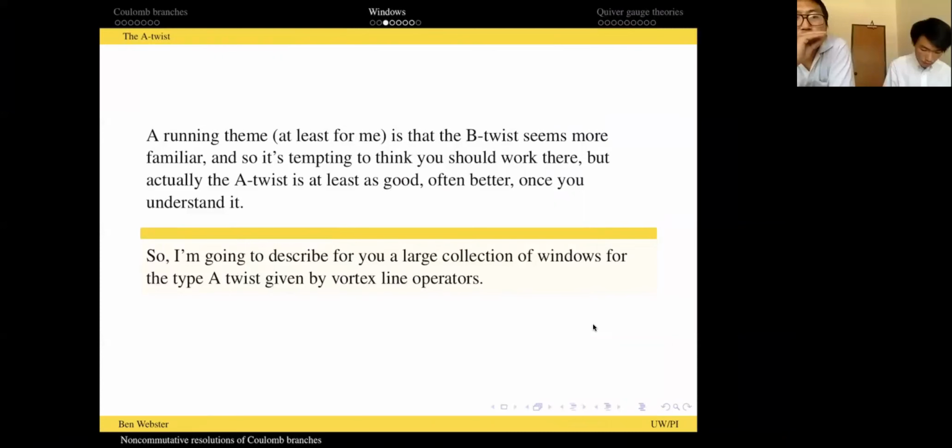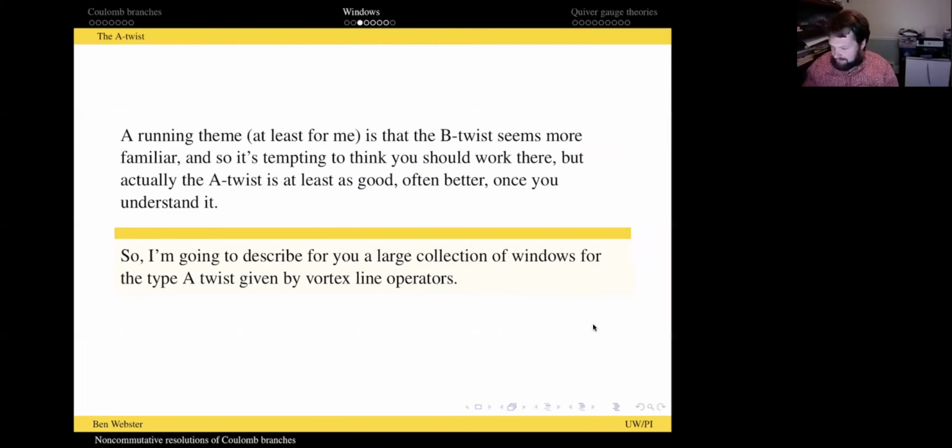Something that happens a lot for me is that in the B twist case, you're dealing with very familiar objects. You're doing some GIT quotient, symplectic reduction. Everything seems very familiar. And the A twist case sounds very strange. At least for me 10 years ago, it was very much like, what is this thing? How do you define any of the objects here? So what I hope to convince you is that the A twist is not actually a lot worse than the B twist. It could be even better, depending on your perspective.